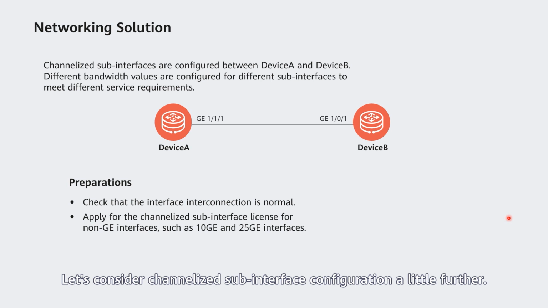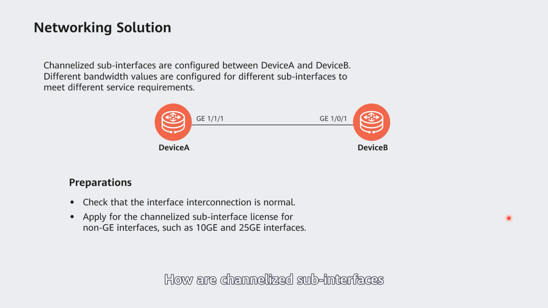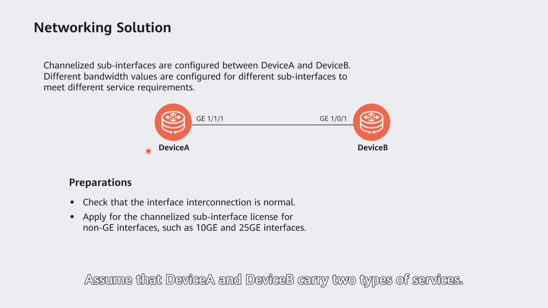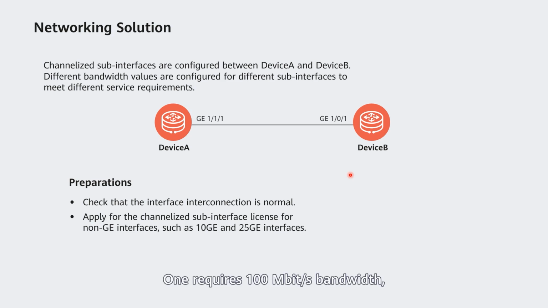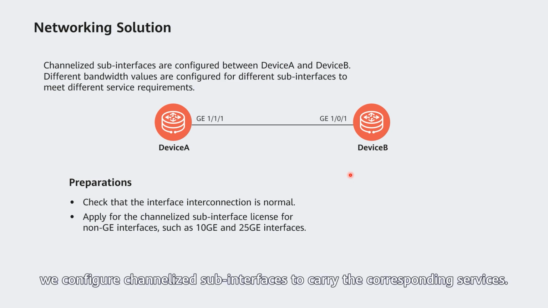Let's consider channelized subinterface configuration a little further. How are channelized subinterfaces configured on a network consisting of two devices? Assume that device A and device B carry two types of services. One requires 100 megabits per second bandwidth, the other 200 megabits per second. To ensure SLAs, we configure channelized sub-interfaces to carry the corresponding services.